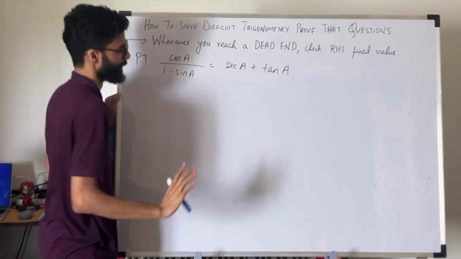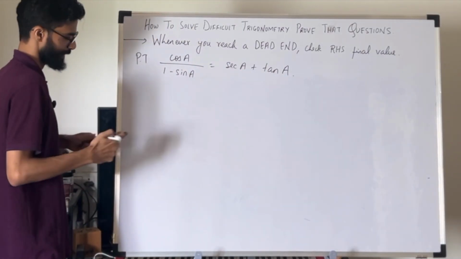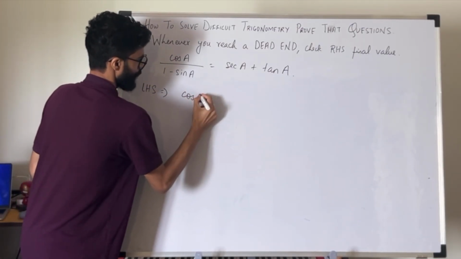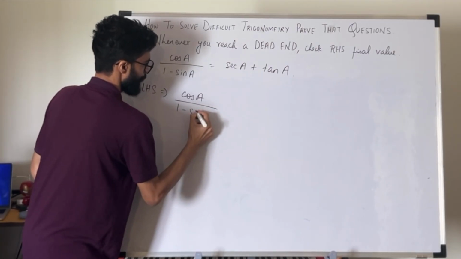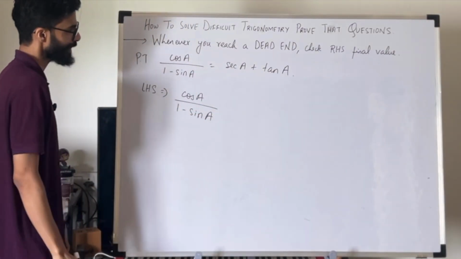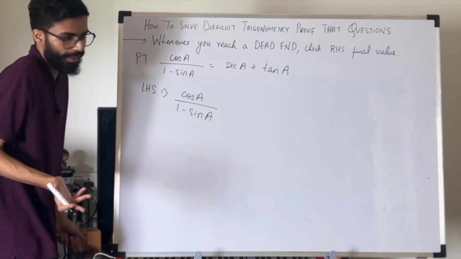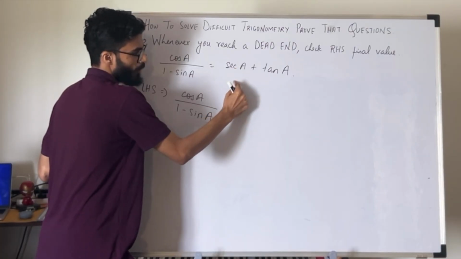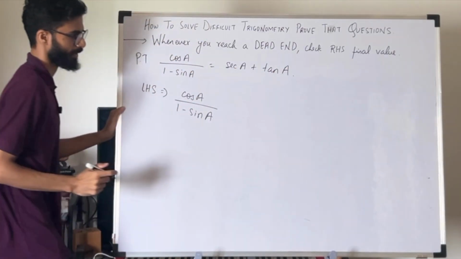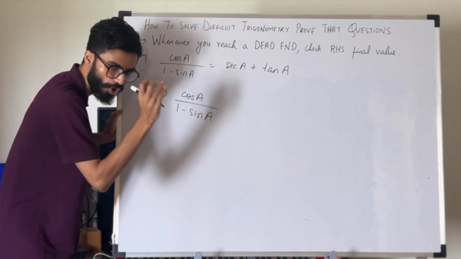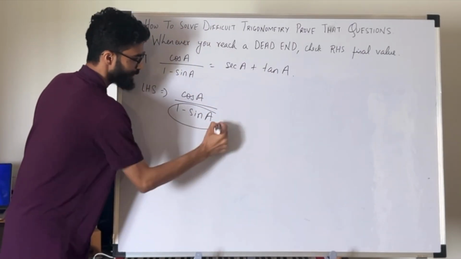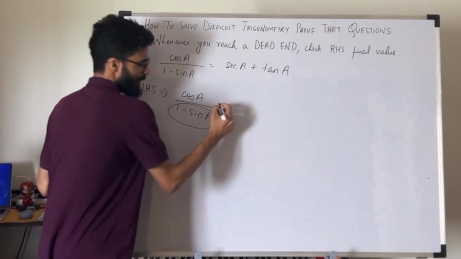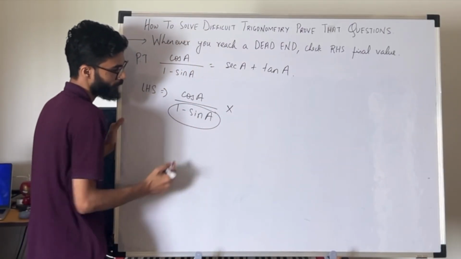Now the next question is: prove that cos A upon 1 minus sin A is equal to sec A plus tan A. Now if I take LHS as cos A upon 1 minus sin A. Now let's see what to do next, because in my RHS the term is 1 by cos A plus sin A by cos A, meaning I need cos in the denominator. How can I make this as cos? So the simple trick is if I just multiply and divide with the conjugate of this, which is 1 plus sin A.